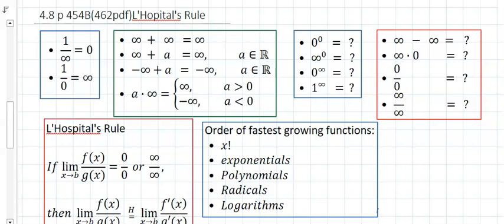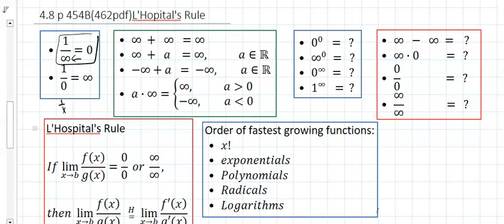Section 4.8 talks about L'Hopital's rule. In L'Hopital's rule, we deal with all the exceptions that we ever used before. Now, just to demonstrate really quick, 1 over infinity. Here, this is not really infinity. This is the limit as x approaches infinity.